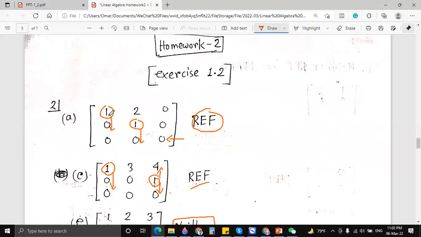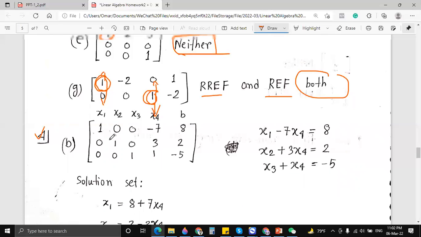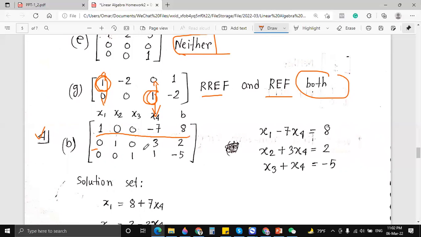So see here, number 4. We have a matrix: 1 0 0 minus 7 8, or 0 1 0 3 2, and 0 0 1 1 minus 5. So we can write down the corresponding linear system here. This is x1, x2, x3, x4, and this is our constant.